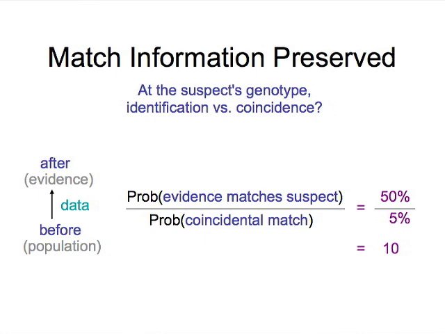The coincidence stays at 5% at the suspect's genotype, but now the probability of a match may have reduced to only 50%. That's not a problem for likelihood ratios. Instead of dividing 100 by 5 to get a match statistic of 20, you divide 50%, say, by 5, and you get a lower match statistic here of 10, but it's scientifically valid.